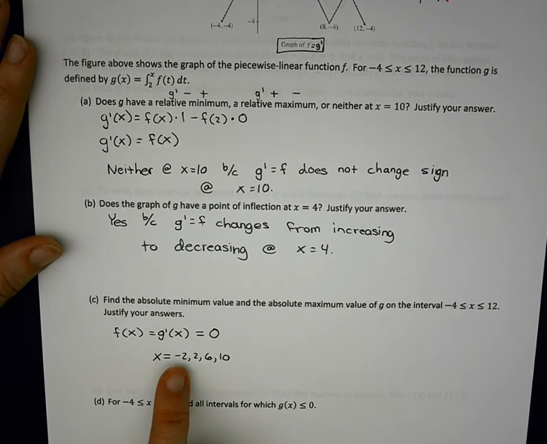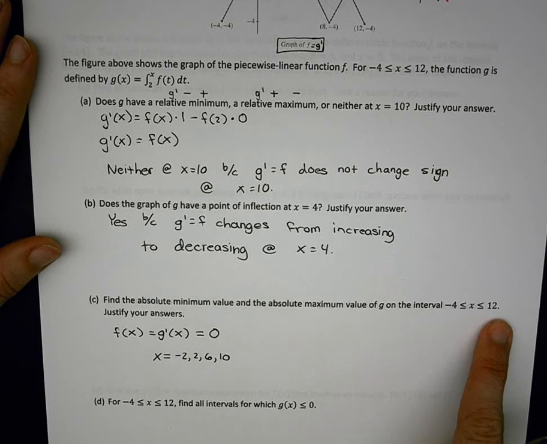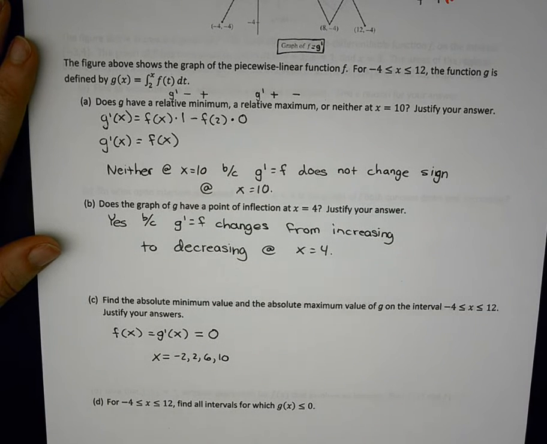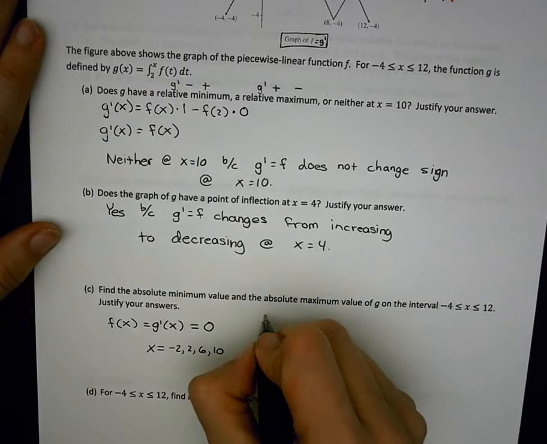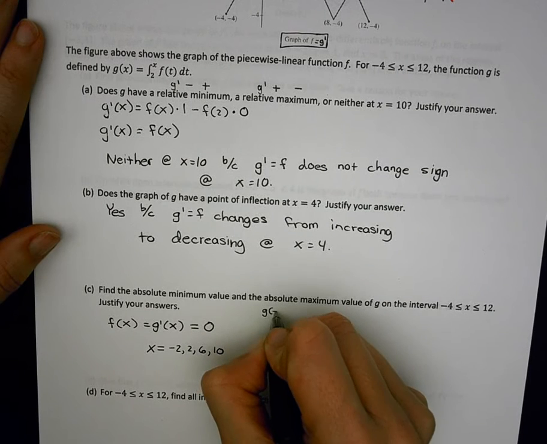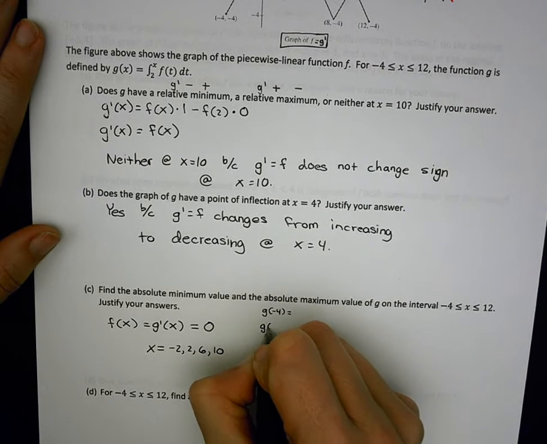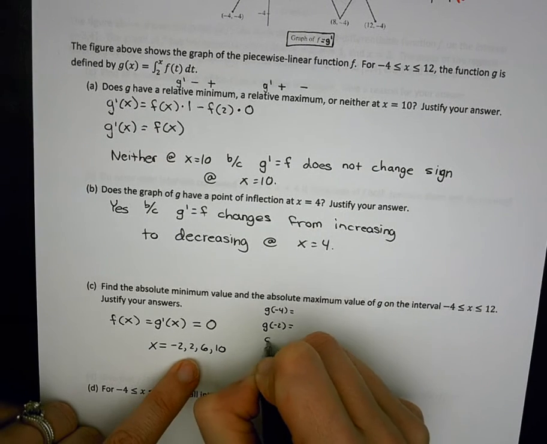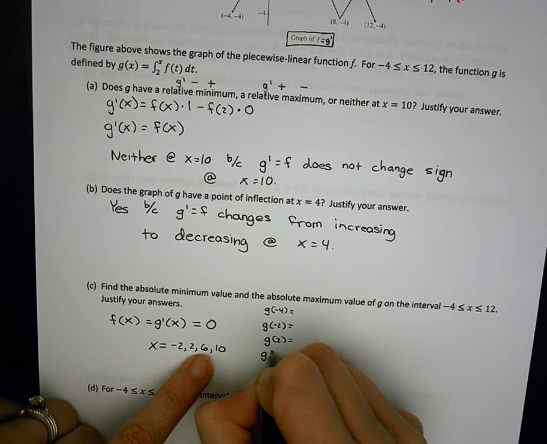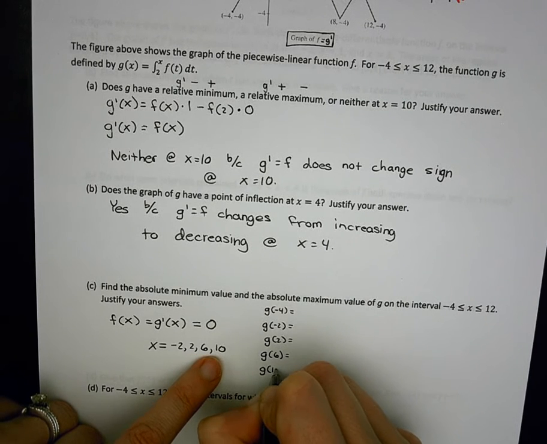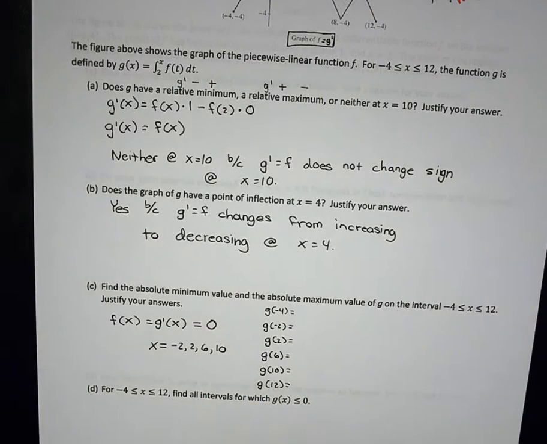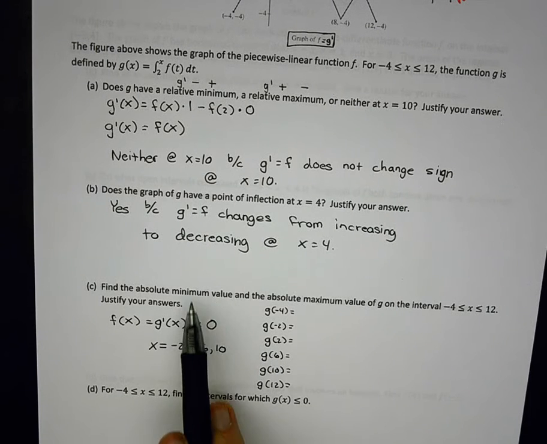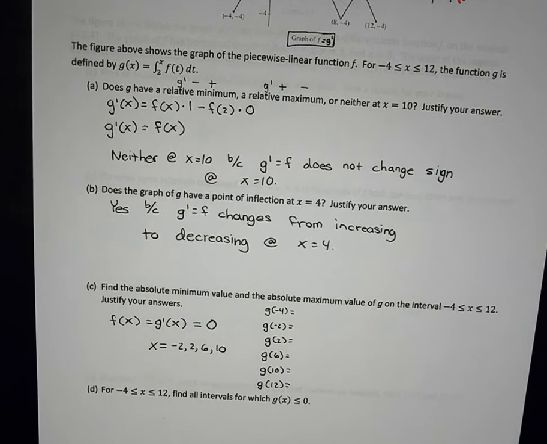And then you take those numbers and your endpoints and you plug them into your original function. We're not plugging into G prime, we're plugging into G. So we're going to be plugging the -4, the one endpoint, into G, plugging in -2, 2, 6, 10, and our other endpoint was just 12 to figure out which one of those values generates the largest value and the smallest value for my absolute max and absolute min.